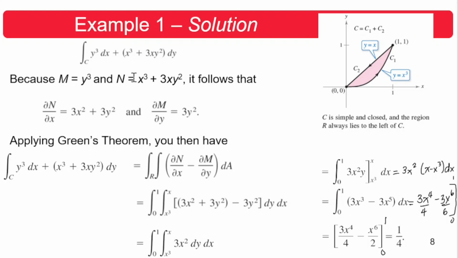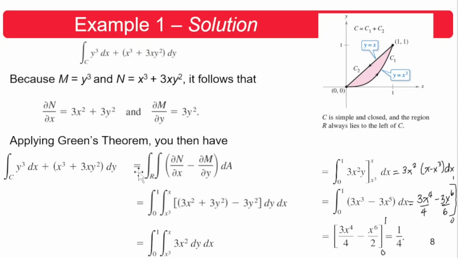From the line integral y cubed dx plus x cubed plus 3xy squared dy, we have to identify the value of M and the value of N. So M is equal to y cubed, and N is x cubed plus 3xy squared. It follows that the partial derivative of N with respect to x is equal to 3x squared plus 3y squared, and the partial derivative of M with respect to y is 3y squared.